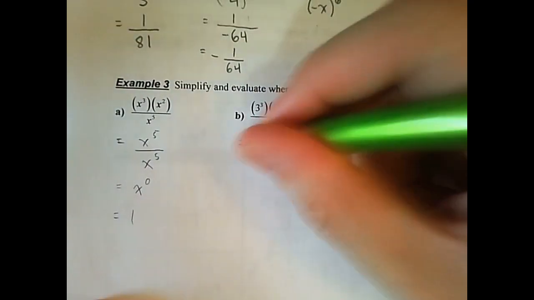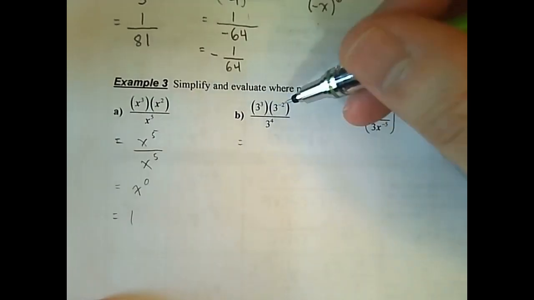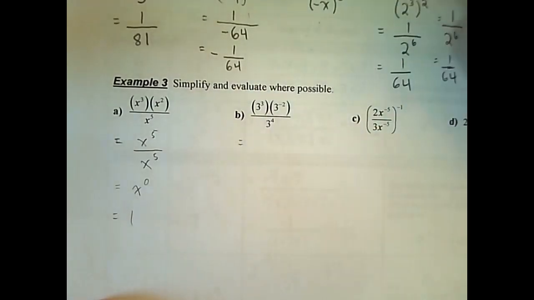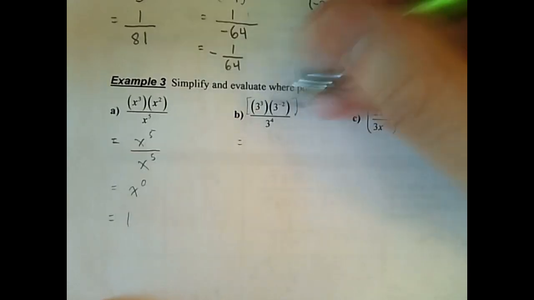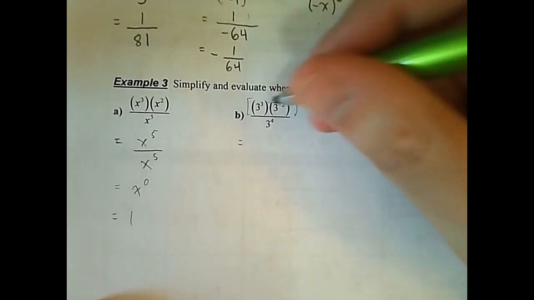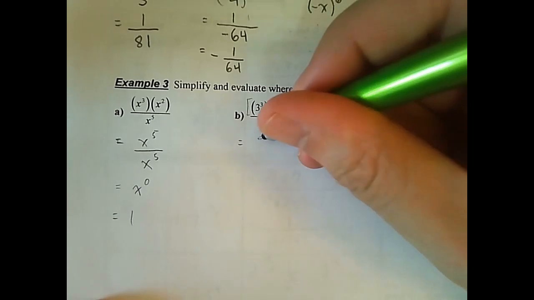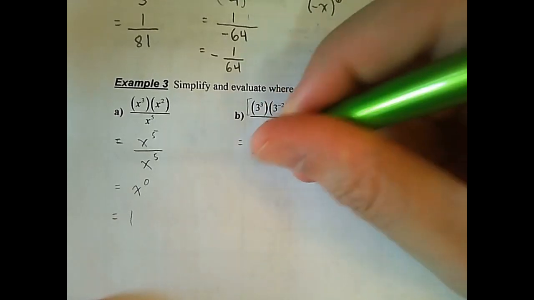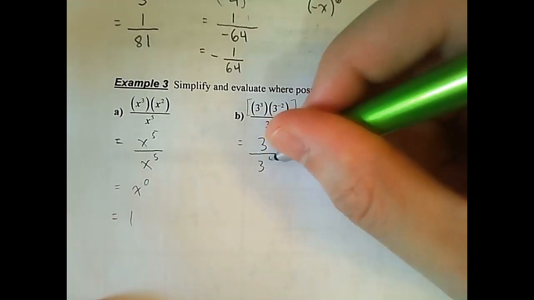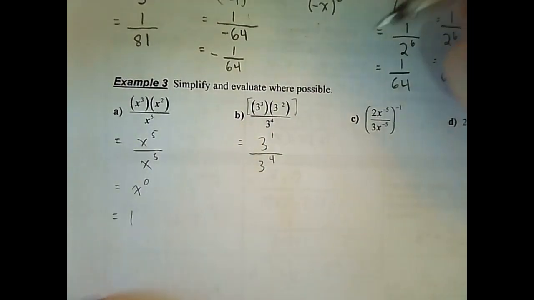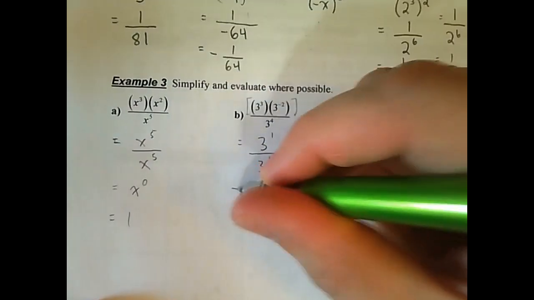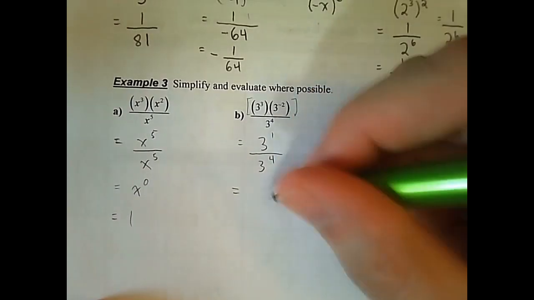Next one. 3 to the power of 3 times 3 to the power of negative 2 over 3 to the power of 4. So again, I'm going to work with the top parts first. Same base. I'm multiplying that. I'm going to add them together. So 3 plus negative 2 is 3 to the power of 1 over 3 to the power of 4, because 3 minus 2 is 1. Or just check on a calculator if you want to. 3 plus negative 2 is 1.